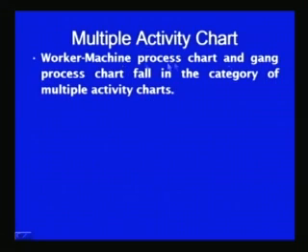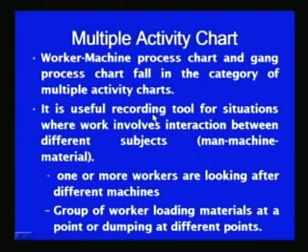The worker machine process chart or gang process chart fall in the category of the multiple activity chart, and it is a very useful recording tool for situations where the work involves interactions between different subjects. Means during the work either different machines are being operated by a worker or one machine is being operated by a number of workers. So, where interaction between different subjects is involved in carrying out a given job, this multiple activity chart is found very useful.